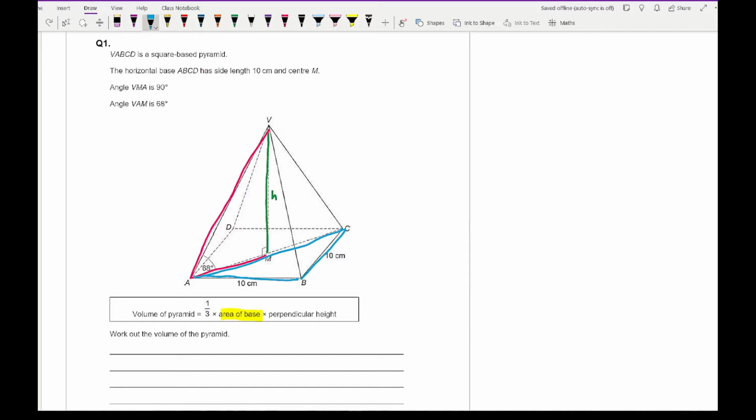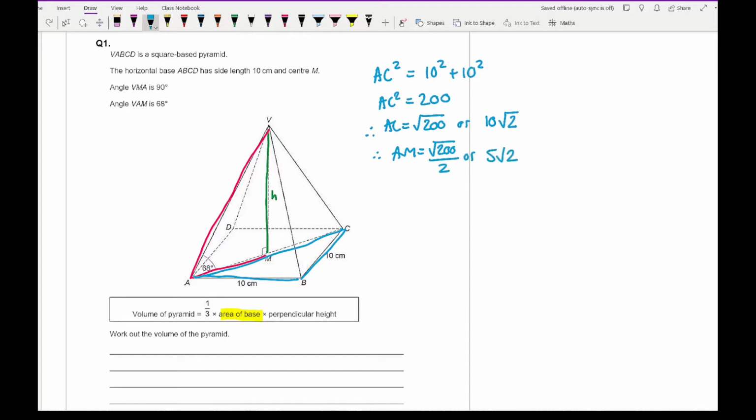To do that, I'm going to need to use Pythagoras. So here I've got that AC squared is going to equal 10 squared plus 10 squared. So AC squared is going to equal 200. So AC is going to equal the square root of 200, or you can write that in surd form as 10 root 2. Now, if AC is 10 root 2 or root 200, then A to M is going to be half of that. So either root 200 divided by 2, or 5 root 2. For this, I'm going to keep it as 5 root 2 to make it easier, so I'm not dealing with long decimal numbers.